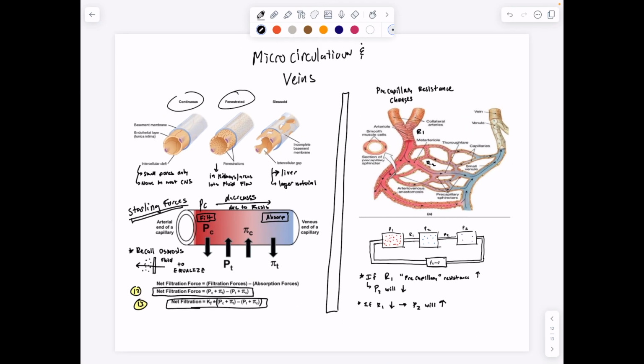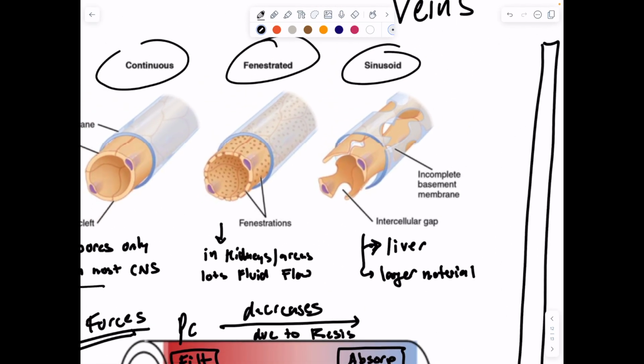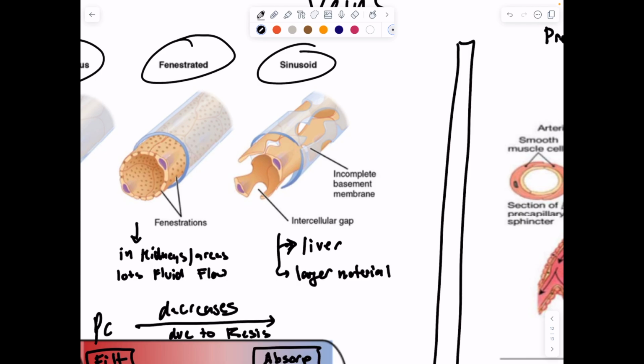We're familiar with the different types of capillaries: continuous, fenestrated, and sinusoid, aka discontinuous. Continuous has small pores only, no pores if you're in most of the central nervous system, right? You don't want pores letting things into your brain. And then the fenestrated in the kidneys are areas with lots of blood flow, letting small molecules through. And then the discontinuous or sinusoids in the liver allow larger materials to get through.